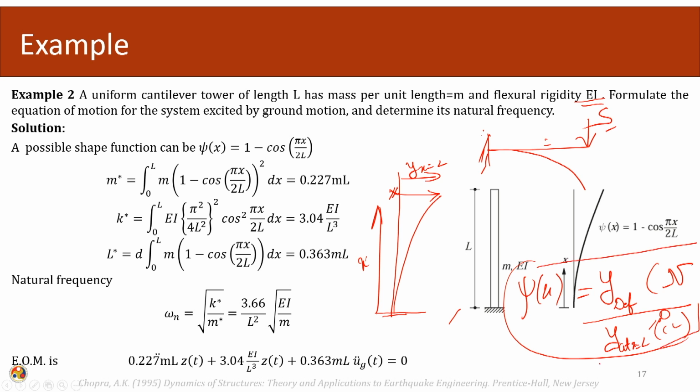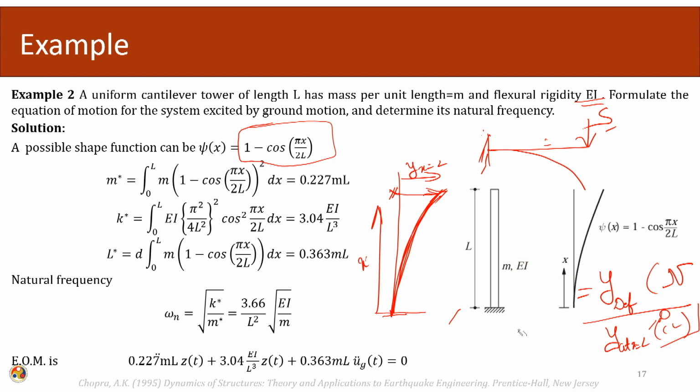Also, I can choose the shape function using any other approximation. Here I am choosing a cos type of function, 1 minus cos. This mimics the same type of shape. There is a positive side to it and there is a negative side to it.